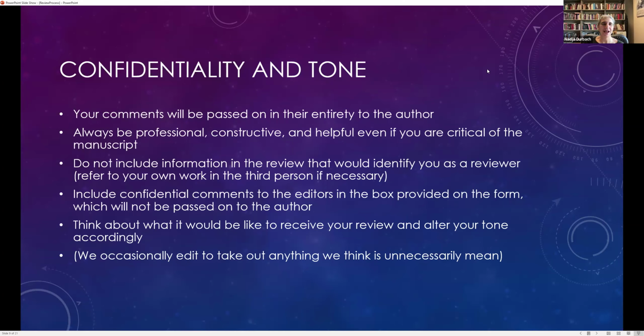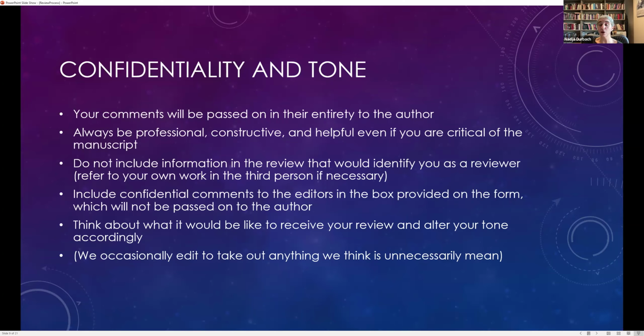This is so important. Your comments are going to be passed on to the author. So for our system, and this is probably true in every system, there's a space for comments to the author and a space for confidential comments to the editor. Anything that goes in the space for comments to the author will be passed on, probably in its entirety. So it's really important that even when you are critical, you use a tone that is constructive, professional, and helpful, regardless of what you think about this manuscript. Please be helpful. Do not include anything that would identify you as a reviewer.